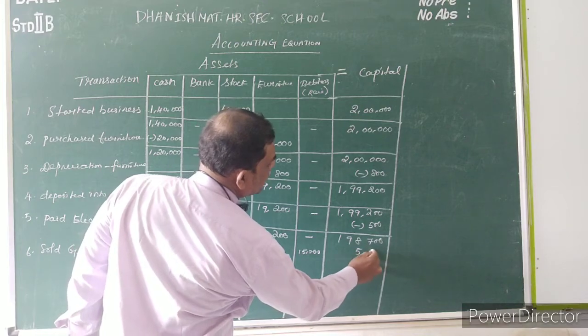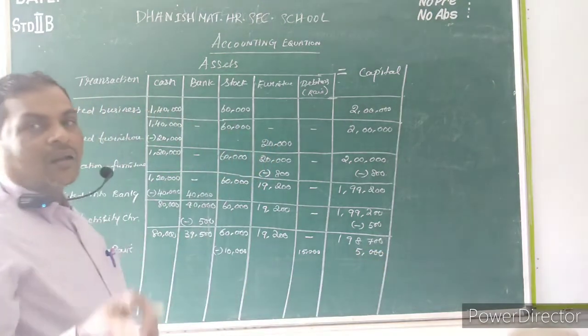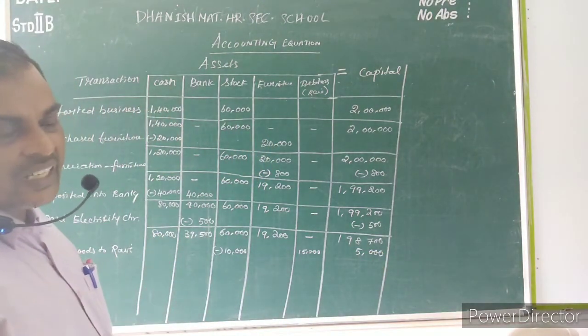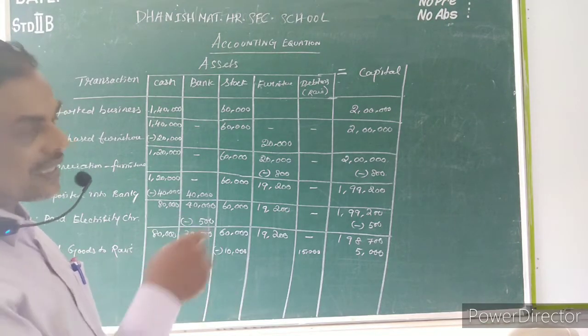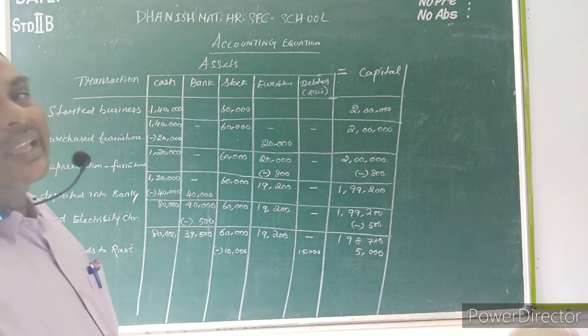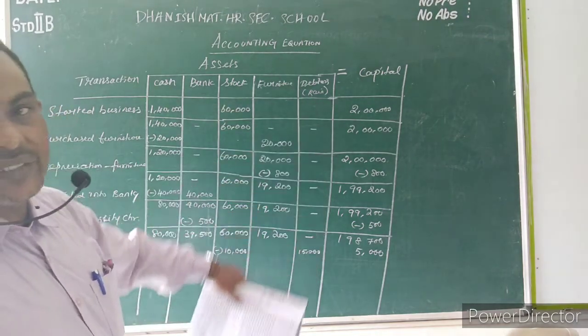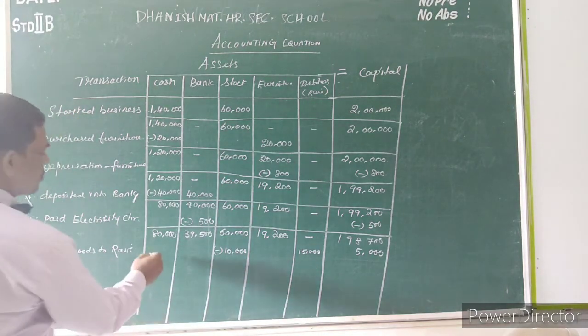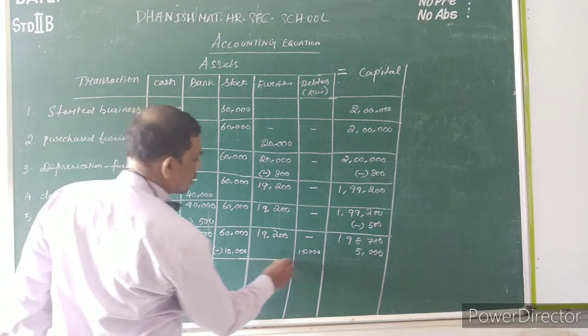Profit will be added with the capital. Loss will be deducted from the capital. Profit will be added with the capital. Likewise, any incomes will come means it will be added with the capital. Any expenses will come means it will be deducted from the capital. Okay. Now close it.